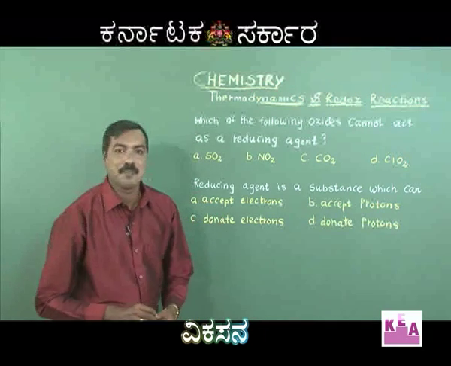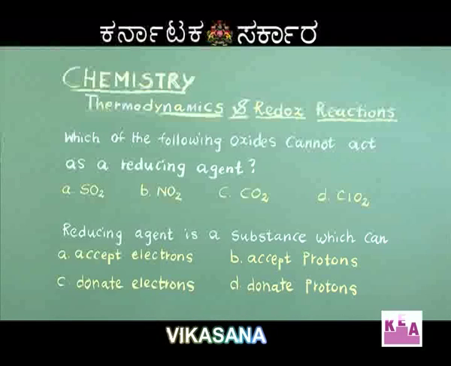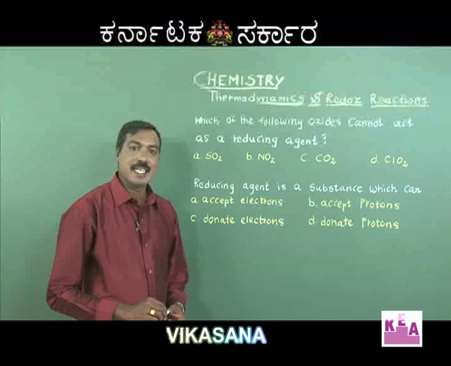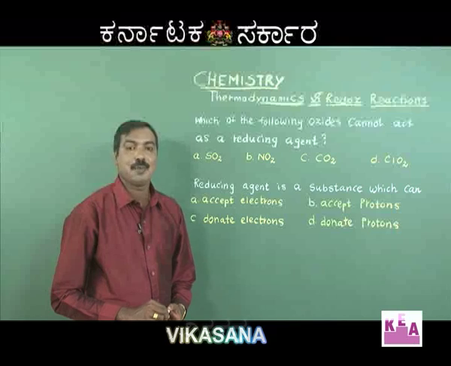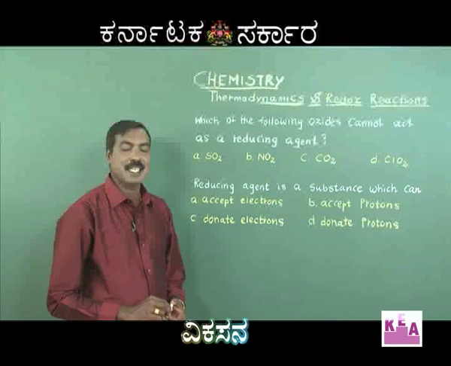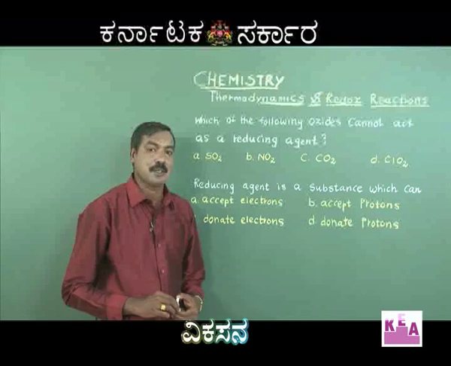Our next question: which of the following oxides cannot act as a reducing agent? A clue to solve this question would be, for the first non-metal that you have, try to calculate its oxidation state. After calculating, find out if it has attained its maximum state. That will help you in predicting whether it can act as a reducing agent or not.